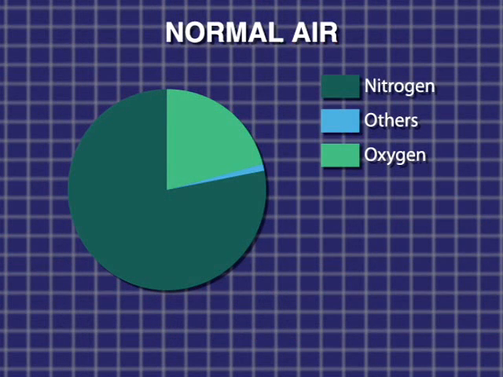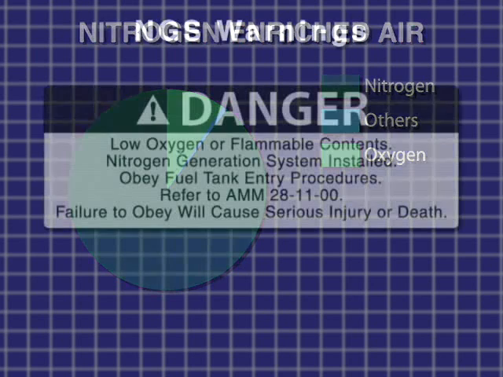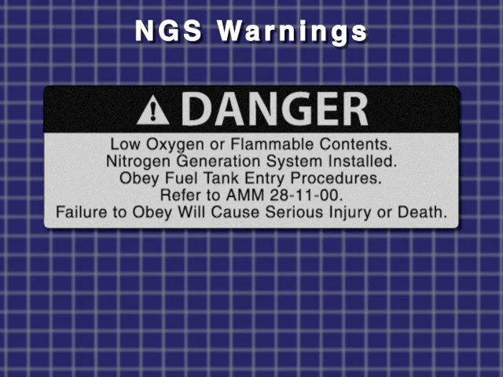Now let's take a few moments to talk about safety. In most cases, nitrogen is absolutely harmless. After all, the air we breathe is mostly nitrogen. But remember, the NGS creates nitrogen-enriched air by removing oxygen. If a person breathes air with low oxygen content, it can have dangerous and immediate health effects. NEA will collect in the fuel tanks as part of normal operation, so failure to obey the precautions described by the NGS danger placards and stencils will cause serious injury or death.